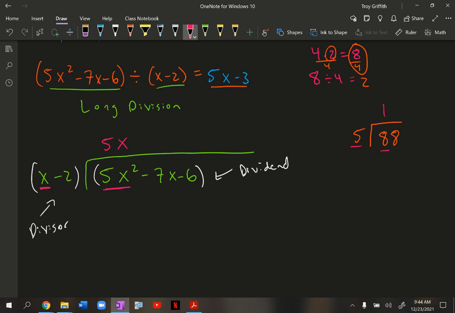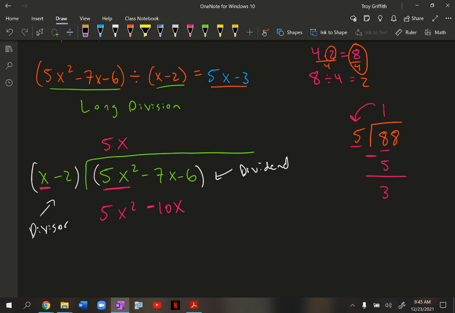Now, back to normal long division. Once I put this 1 up on top right here, what I do then is I take 1 and I multiply by 5, and I get 5, and then I take the 8 and the 5 and I subtract them and I get 3. Okay. Well, again, just to illustrate this, I'm going to do the exact same thing right here. I'm going to take 5x and multiply it by my divisor out here on the outside of this house. So 5x times x is 5x squared. And then 5x times negative 2 is negative 10x.